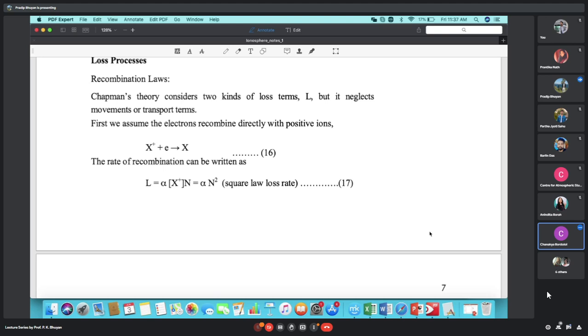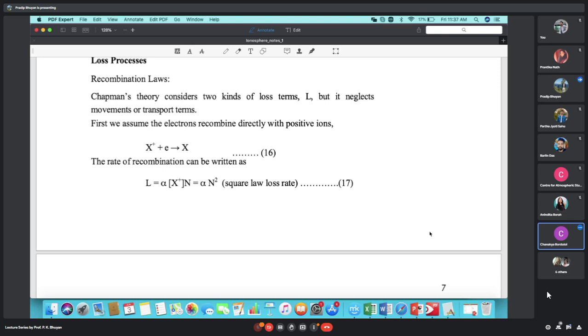N is the total number of atoms or molecules. If it is a molecular species, the molecules. If it is an atomic species, atoms. So you can get, this is supposed to be equal. This number of ions and number of neutrals are supposed to be equal. So alpha N square.